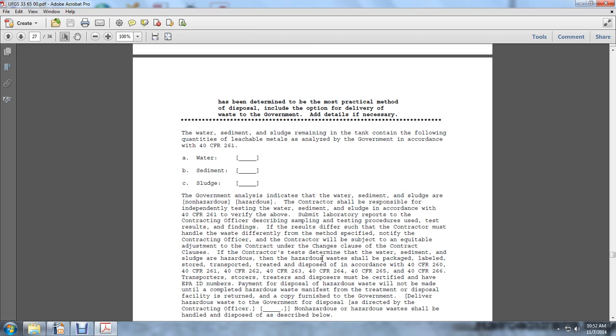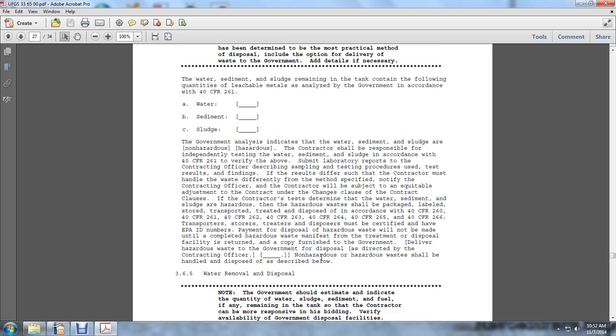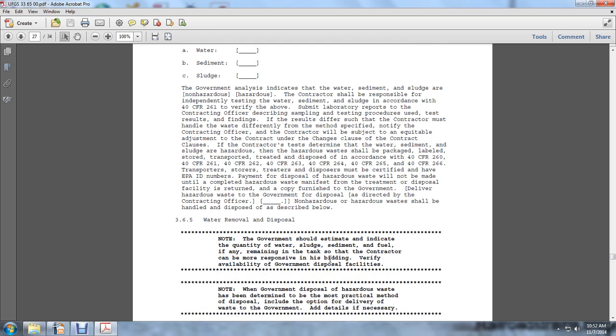Non-hazardous waste shall be handled and disposed of as described below. For water removal and disposal, the government estimate indicates the quantity of water, sediment, sludge, fuel, and the remaining material in the tank, and the contractor is responsible in his bid.